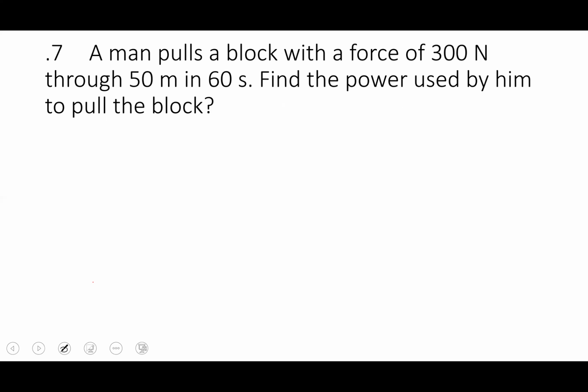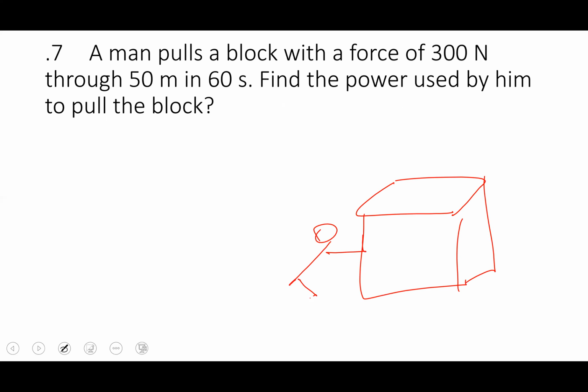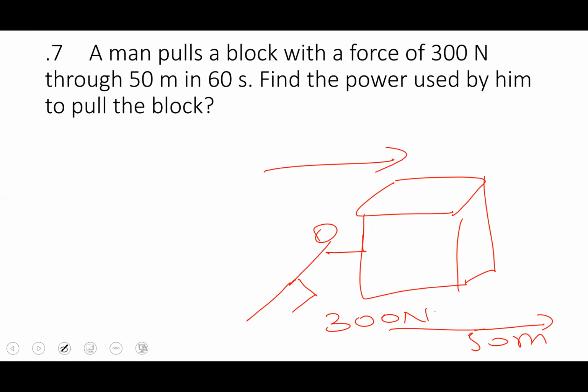Question number 7. A man pulls a block with a force of 300 newton through 50 meters in 60 seconds. That means there is a block over here, and a man basically pushes it and applies a force of 300 newton in this direction, let's say, and it covers a displacement of 50 meters, and the force is 300, we know that, and it took him 60 seconds. Now let us calculate how much power is used by him to pull the block.